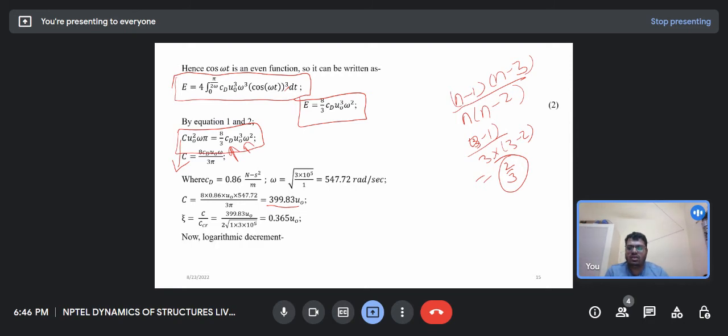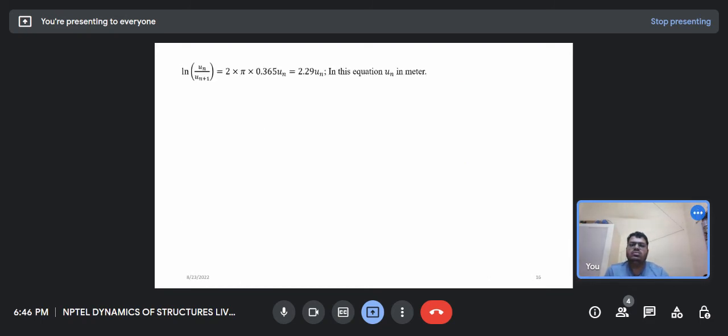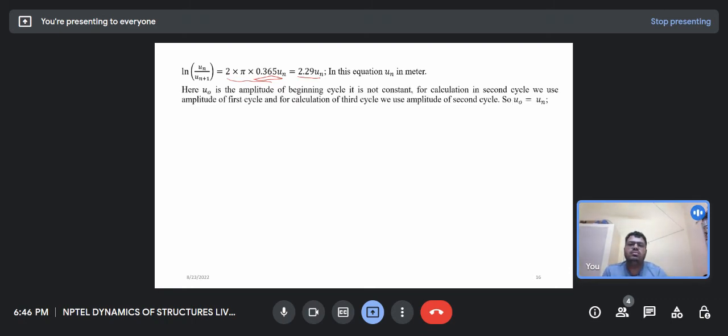From the logarithmic decrement, delta is equal to 2 pi xi, and this is ln un divided by un plus 1, and the xi value is given to you, 0.365 into u naught. If you rearrange or solve this, that will become 2.29. So u naught is the initial amplitude at the beginning of the cycle, which is not constant. You have given u naught as 20. So if u naught or un is given as 20, at the end of the cycle, what is your un plus 1? You can calculate.